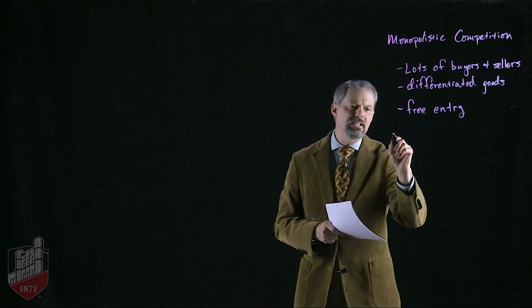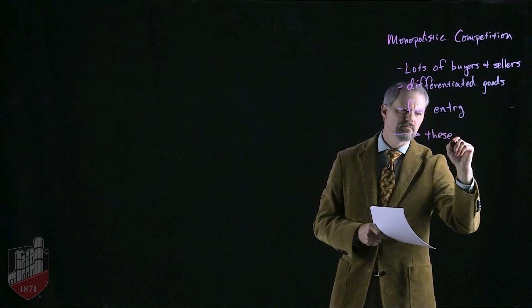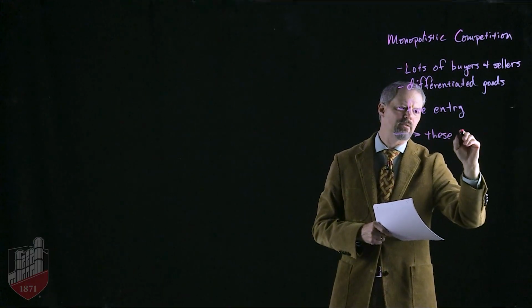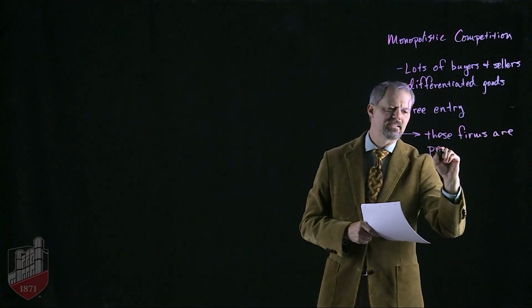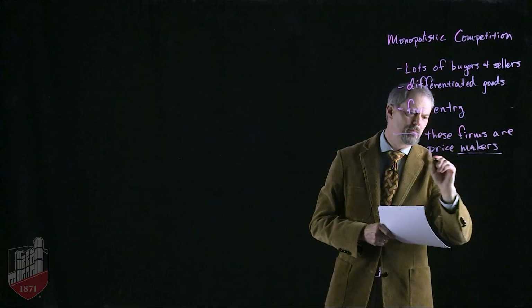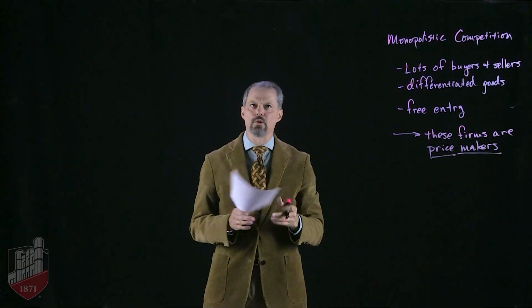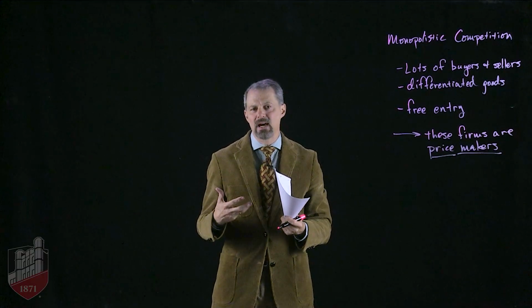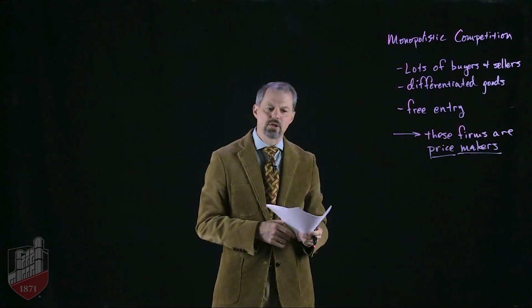So this means that these firms are price takers. Or excuse me, these firms are price makers. It's easy to get that backwards. So these firms are price makers. They get to choose their price. They have some control over it. We would also describe that as these firms have a little bit of market power. Not much. Okay, so they face a downward sloping demand curve.